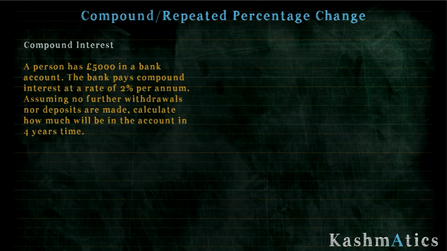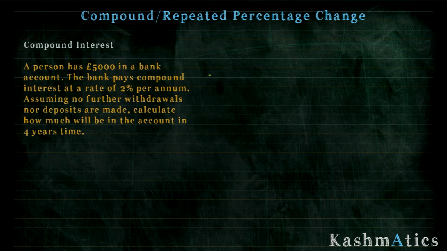To explain what compound interest is, we'll use this example. A person has £5,000 in a bank account and the bank pays compound interest at a rate of 2% per annum. Now per annum means every year. Assuming no further withdrawals nor deposits are made, so no more money is coming in and out of the account other than the 2% interest, calculate how much will be in the account in 4 years' time.